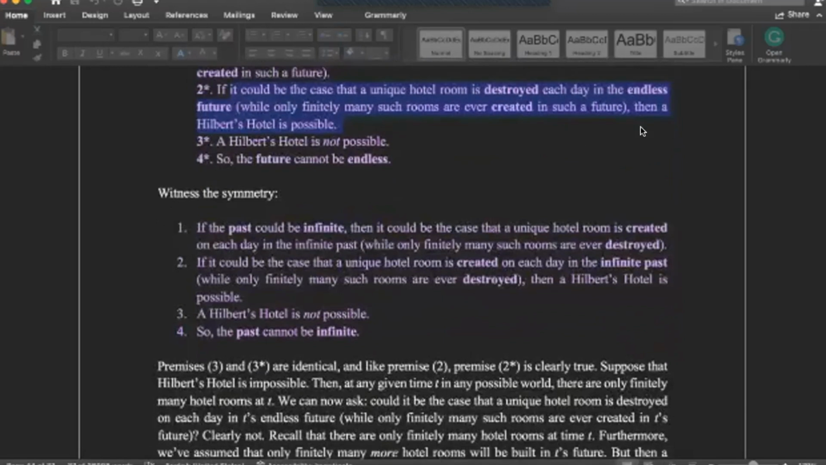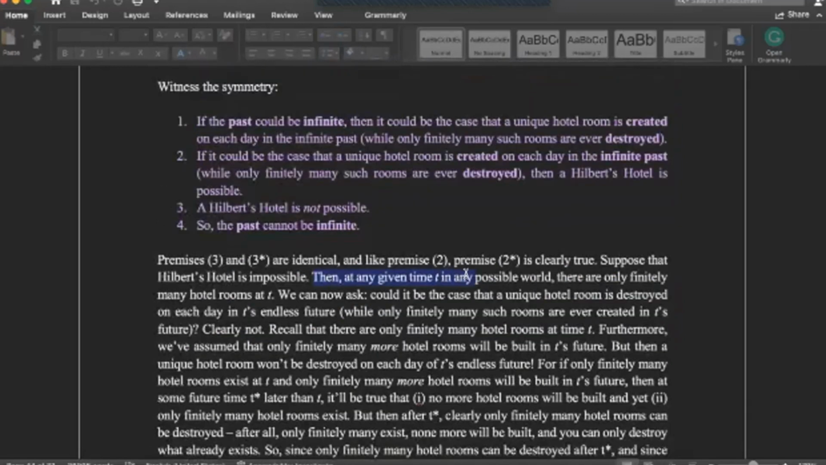Okay, so we're going to suppose that Hilbert's hotel is not possible. So then at any given time, t, in any possible world, there are only finitely many hotel rooms at t. And we can now ask, could it be the case that a unique hotel room is destroyed on each day in t's endless future, while only finitely many such rooms are ever created in t's future?